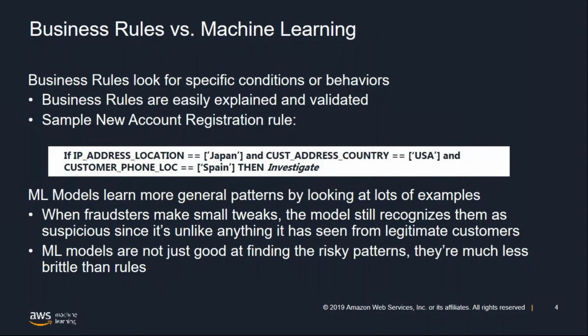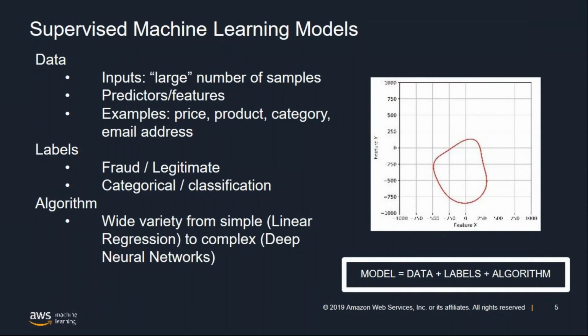Machine learning models, on the other hand, learn more general patterns by looking at lots and lots of historical examples. And so when a fraudster makes a small tweak to, say, the pattern in an email address, the model can still pick that up as suspicious, whereas a rule might not be coded to detect that change in email address. So for those reasons, ML models can be much less brittle than rules and help you scale your fraud system. Supervised machine learning is particularly effective at separating your legitimate events from fraudulent ones.